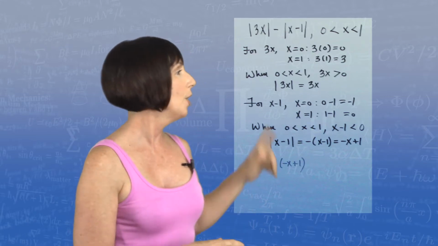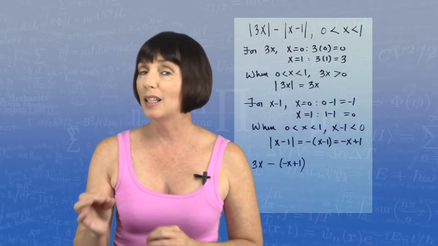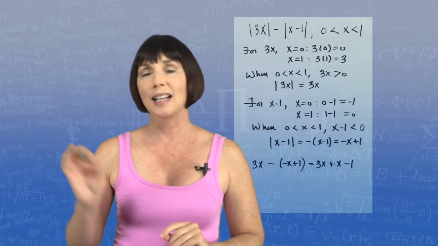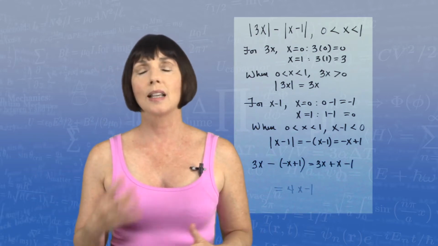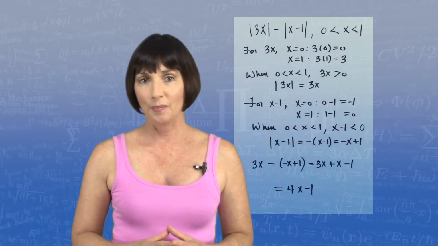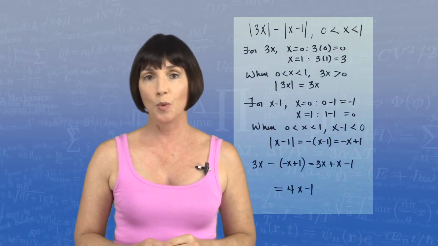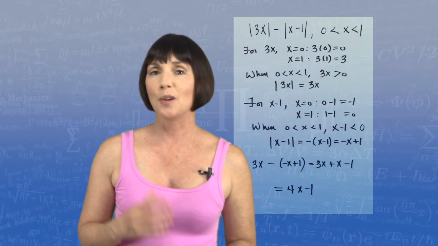Okay, now we can combine these two expressions. So we get 3x minus negative x plus 1. That gives us 3x plus x minus 1. 3x plus x is 4x minus 1. So this expression simplifies to 4x minus 1 for x between 0 and 1.